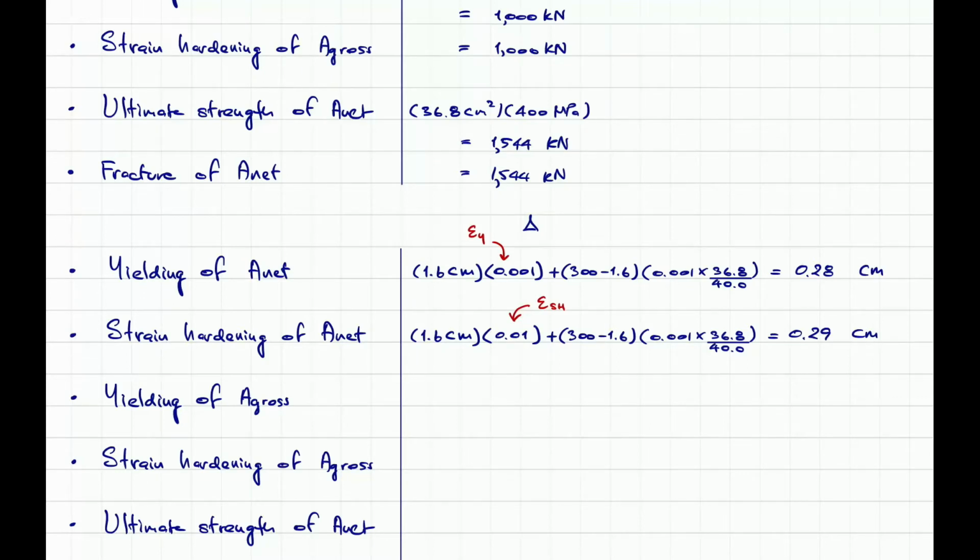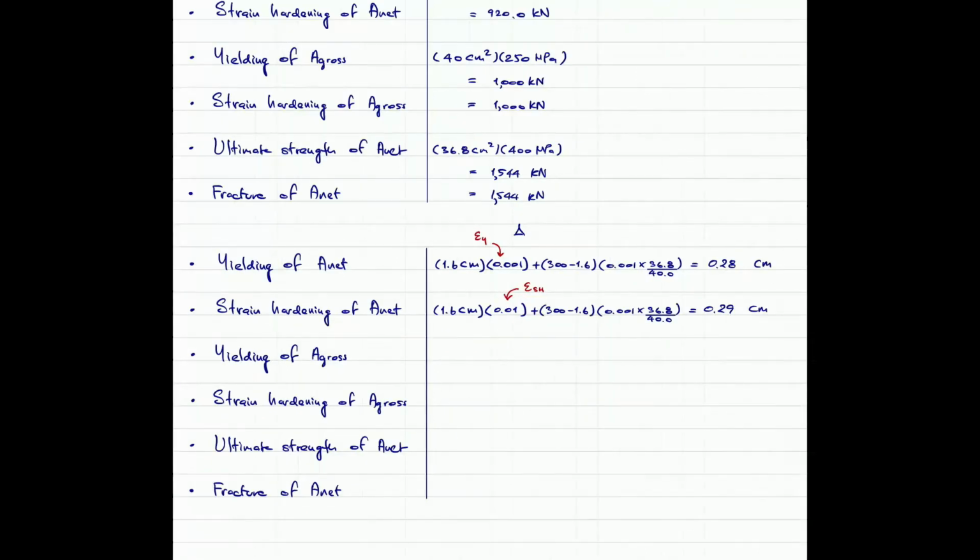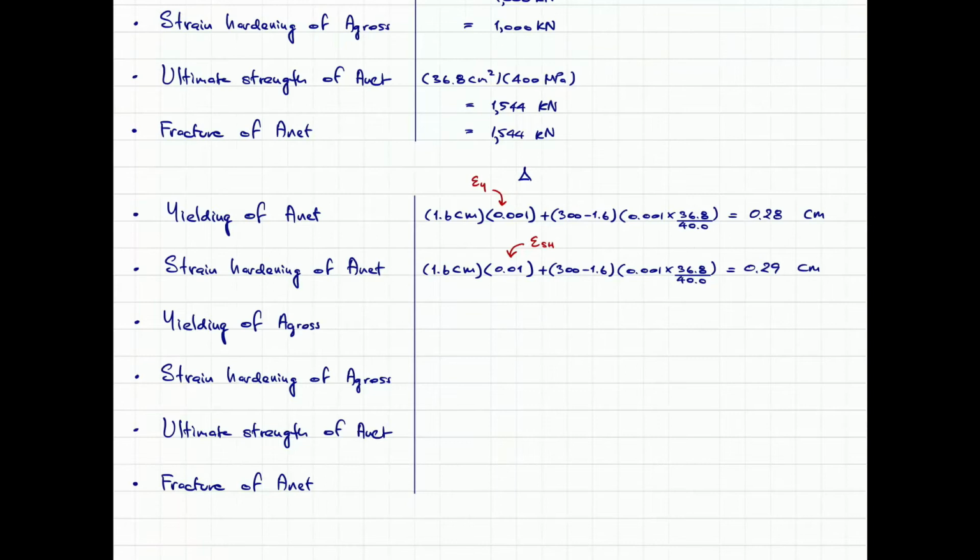The figure is so small because this bolt hole is just very short, 1.6 centimeters, compared to the entire length of the member, which is about 3 meters. So the part that governs the deformation seems to be the A cross. Now we come to the next step. The next step is the yielding of the A cross.